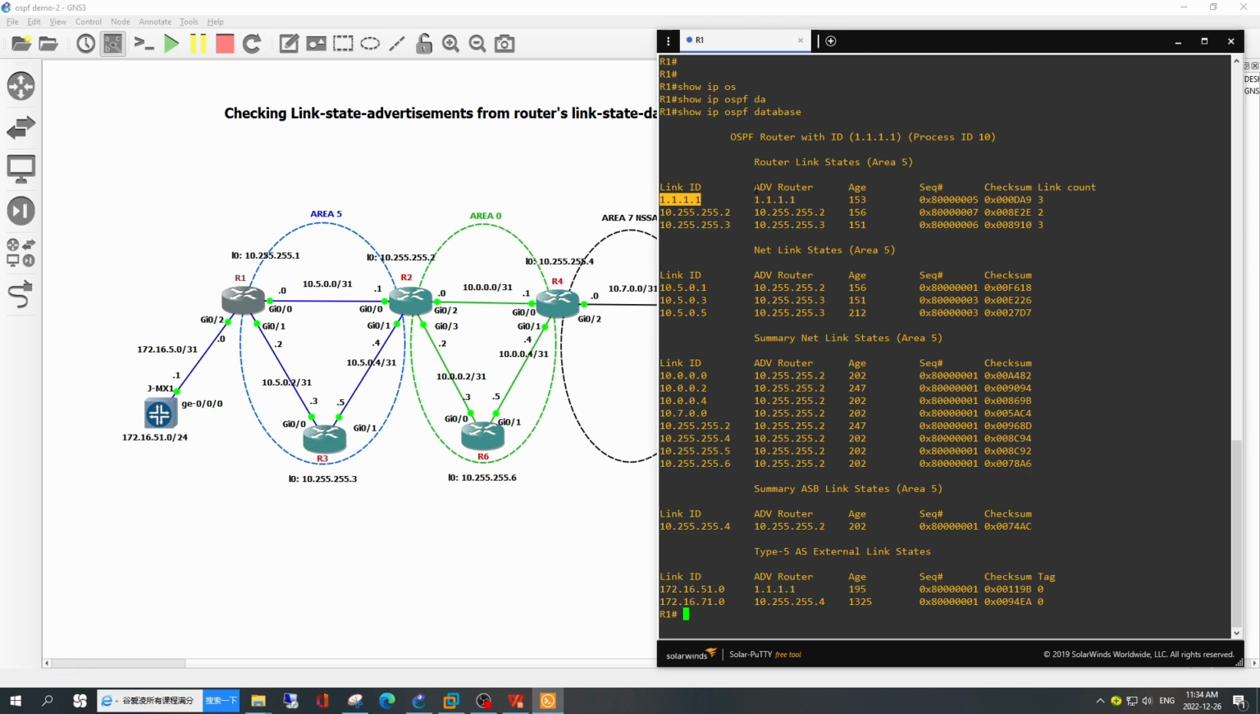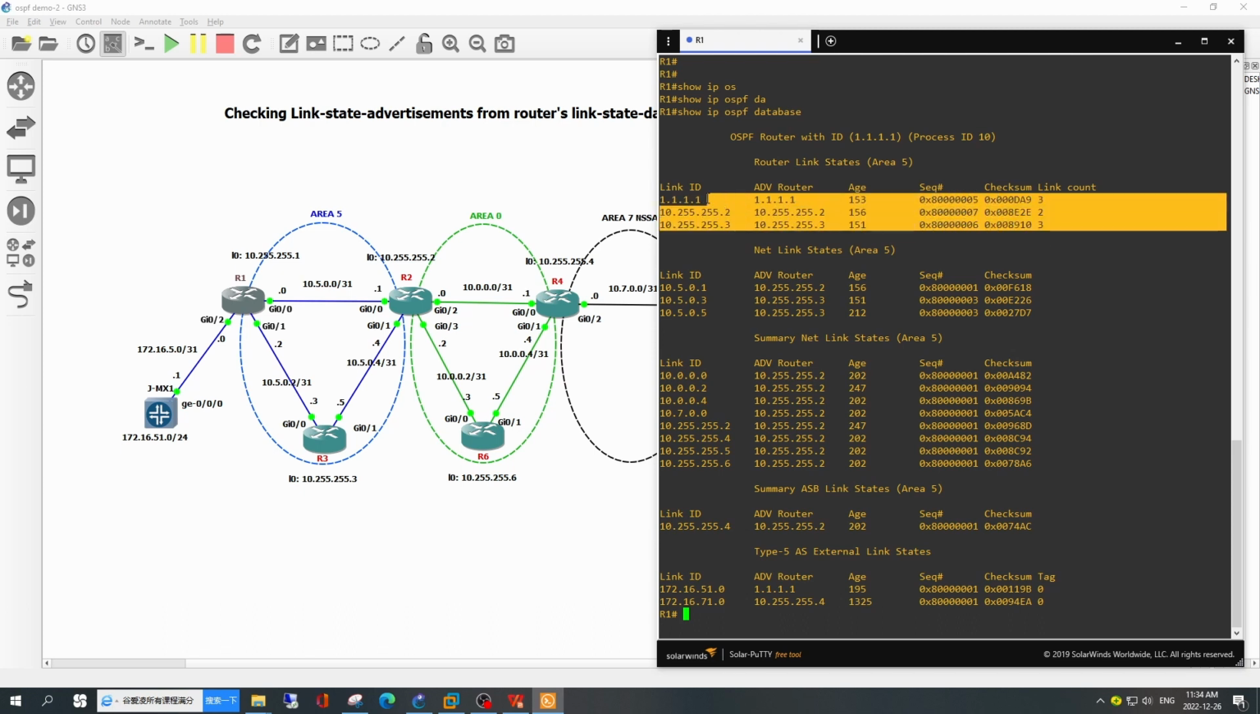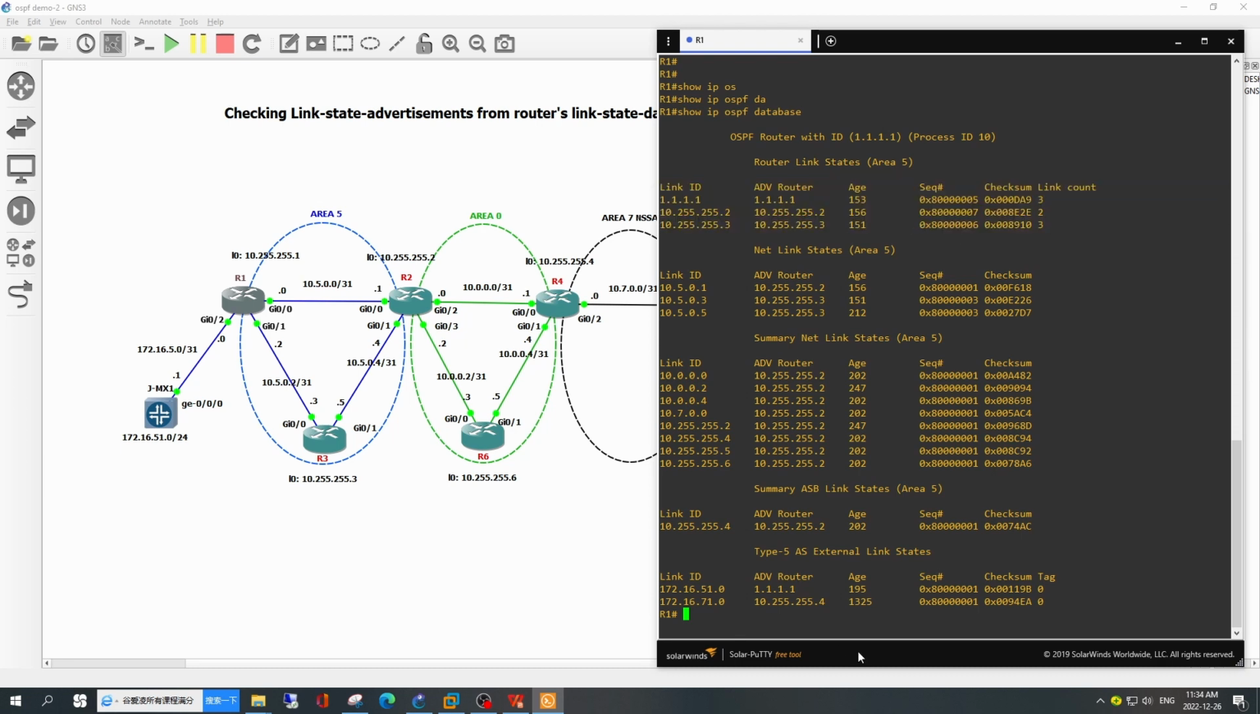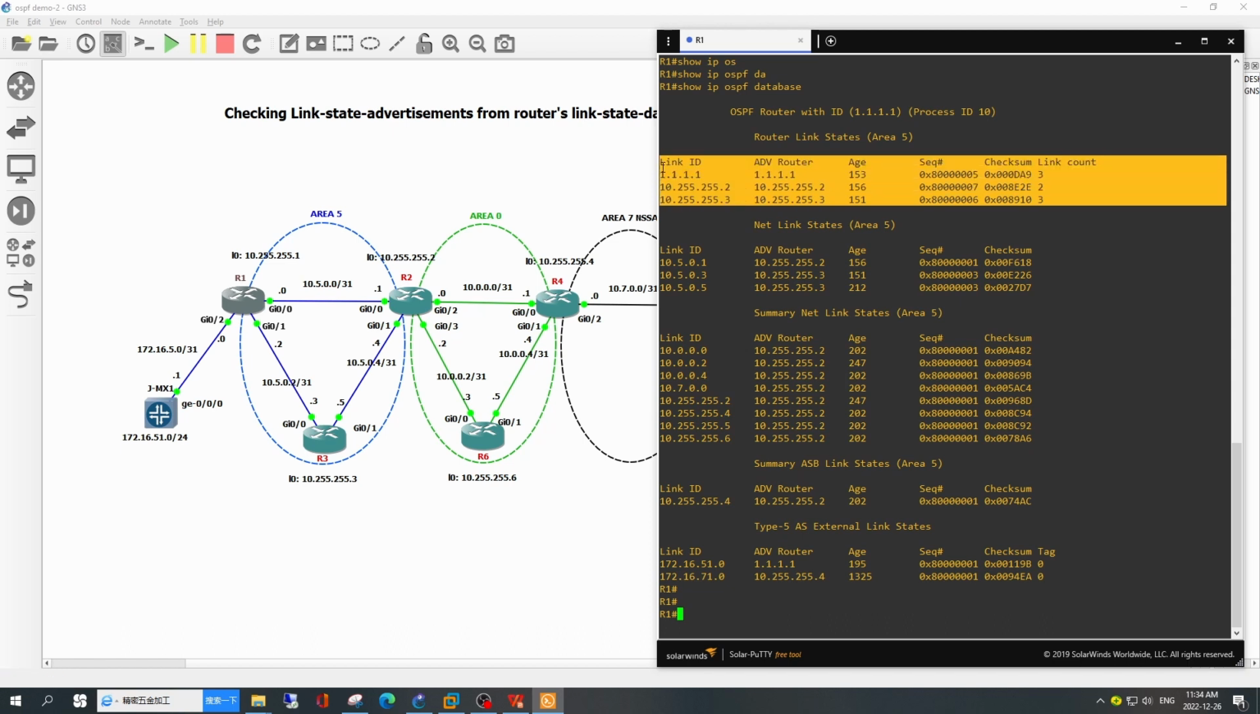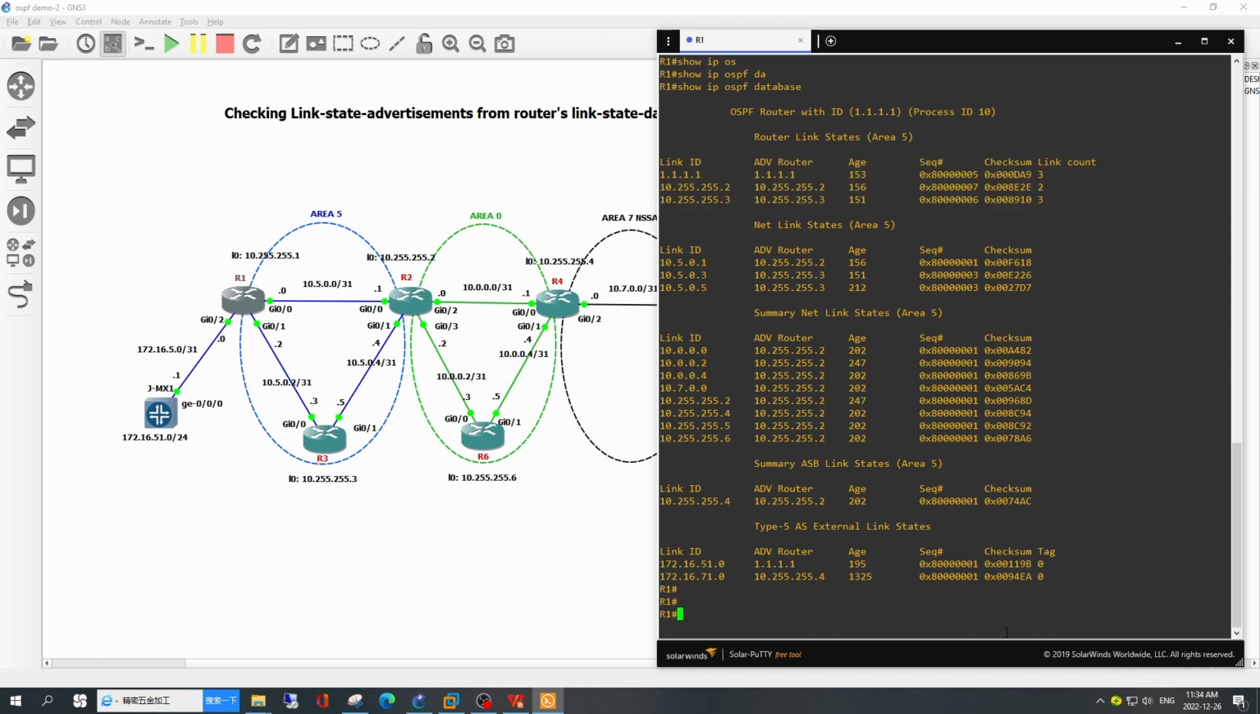They also have an advertising router, which shows who advertised this link state advertisement. That's the list here. From here, you don't see much information about the LSA. If you want to see the detailed information, you use another command. I use a Cisco router for demonstration. Maybe a different platform has a different command, but here I use a Cisco router.